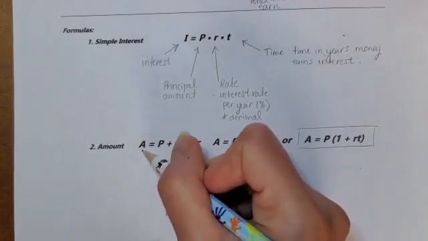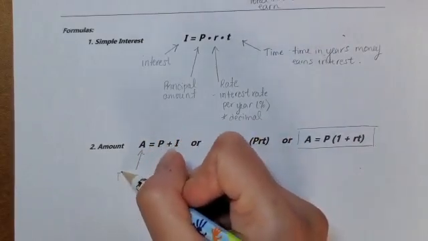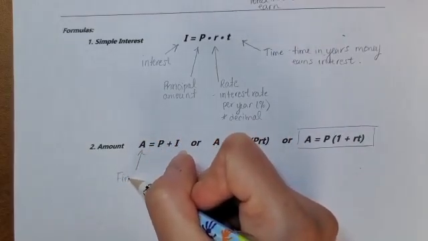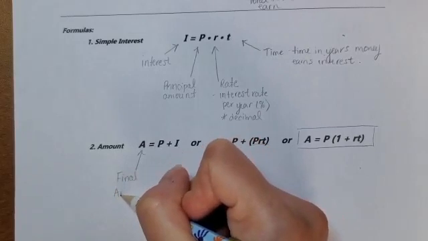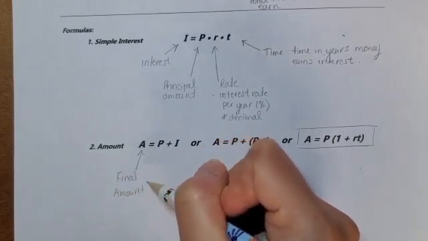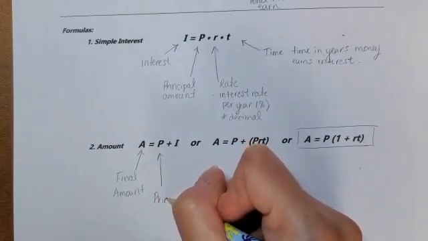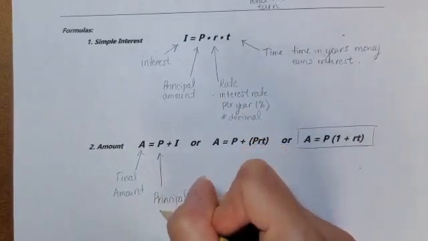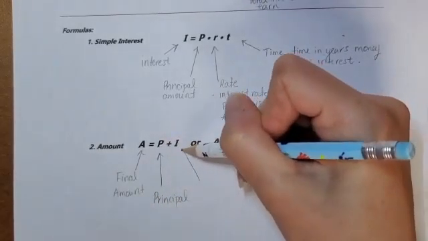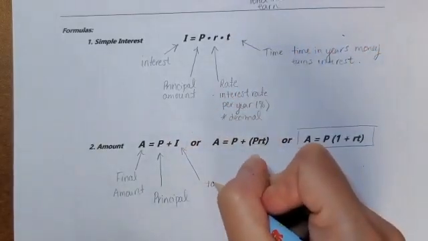So A is our final amount, P is our principal, and I is our total interest.